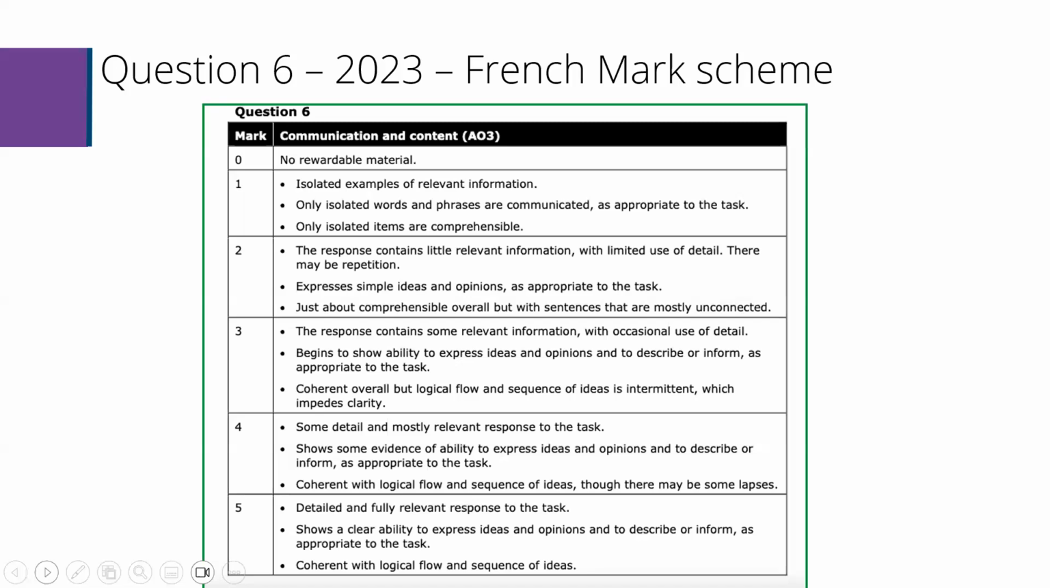So we're maybe looking for some ideas. It's a good idea for them to include an opinion. Description, it's a good idea to include some short description. The people in the family, they might want to describe very briefly a member of their family, and so on and so forth. And we're also looking for coherent with a logical flow and sequence of ideas. Okay, so that sort of coherence, it should read quite naturally and normally. But there are only 5 marks, so provided they meet those criteria, those 5 marks can be available to them.